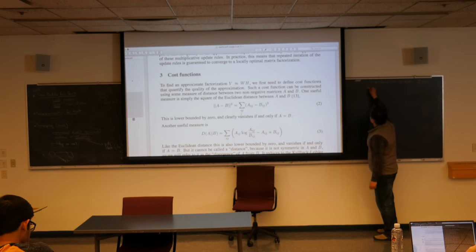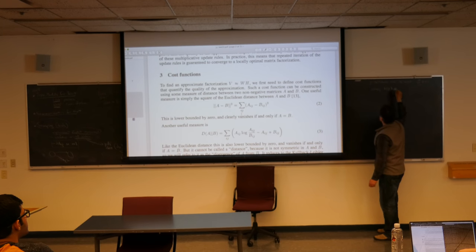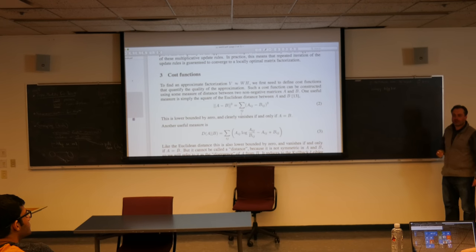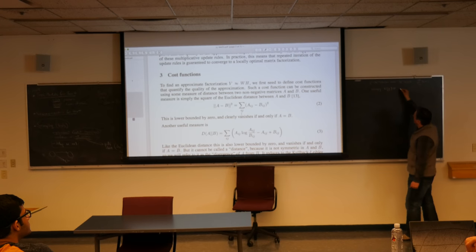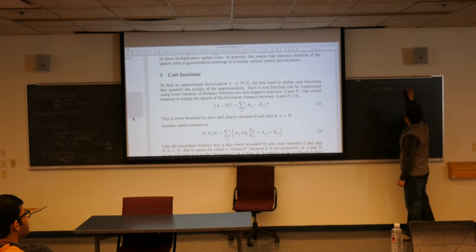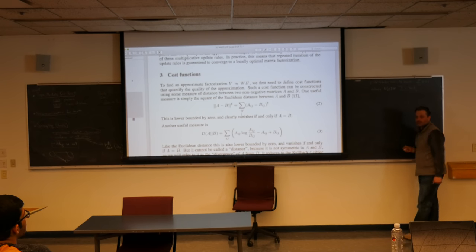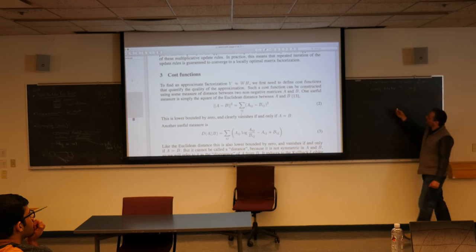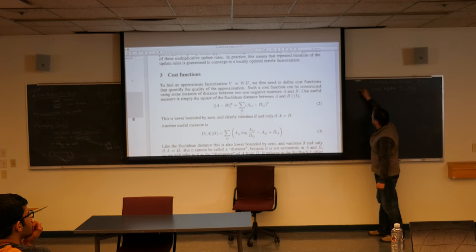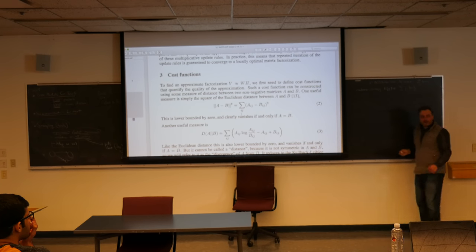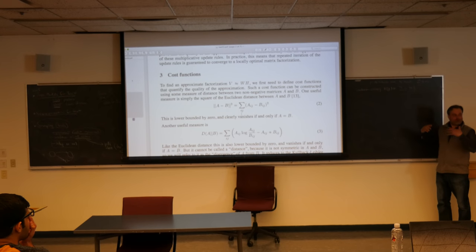What is the entropy of that distribution? I think we said this already, right? What is it? Sum of p_i log of 1 over p_i. And this entropy measures randomness. The higher this value is, the more random the distribution is.